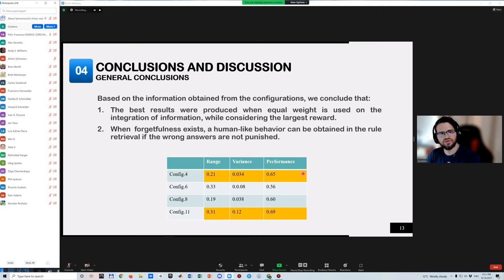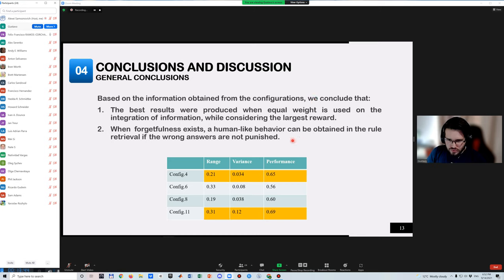So what we can conclude, based on the information we obtained, is that the model was more human-like when we integrated the information with equal weight. That is, previous information and new information have the same value. Not one is more important than the other. And also considering just the peak of the rewards. And second is when a system is somewhat forgetful, there is not enough memory and you have to forget the old estimation, which you can achieve a more human-like behavior if you do not punish wrong answers. So, that helps a bit.